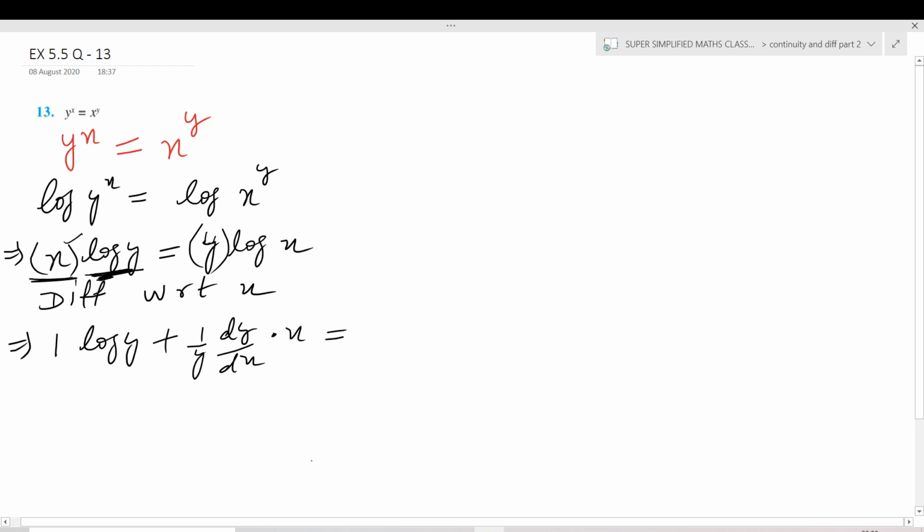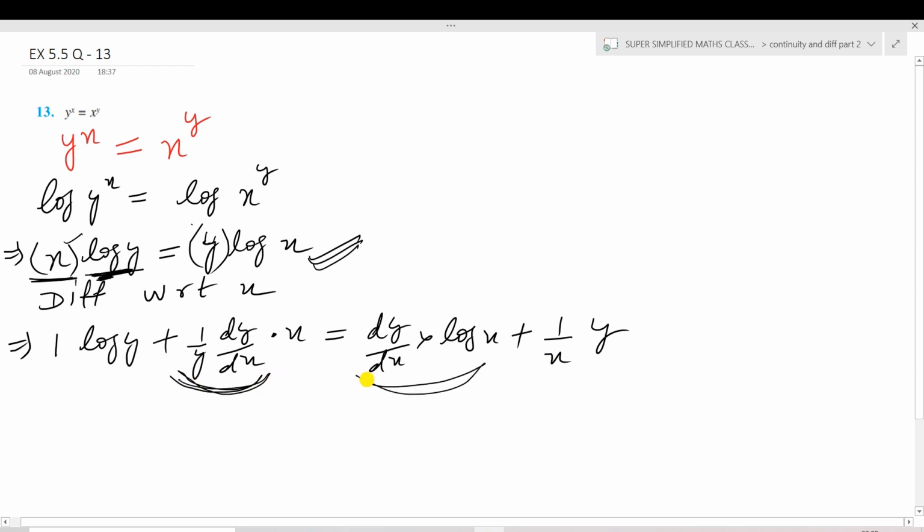Similarly, we take the derivative of right hand side, this expression of right hand side, and we differentiate by product rule. Derivative of y will be dy by dx into log x, plus derivative of log x will be 1 by x into 1. So now here you can see again this term is containing dy by dx and this term is containing dy by dx.